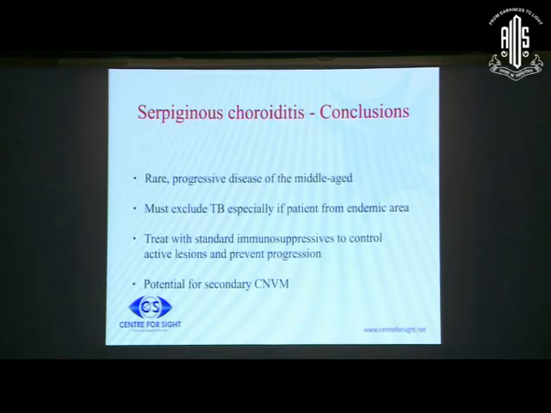Coming to the conclusions, serpiginous is a rare progressive disease of the middle age. Must exclude TB, especially if the patient is from an endemic area. Treat with standard immunosuppression, steroids to treat the active lesion and prevent progression and recurrences. Always keep the potential for secondary CNVM in mind. We need to treat it separately.